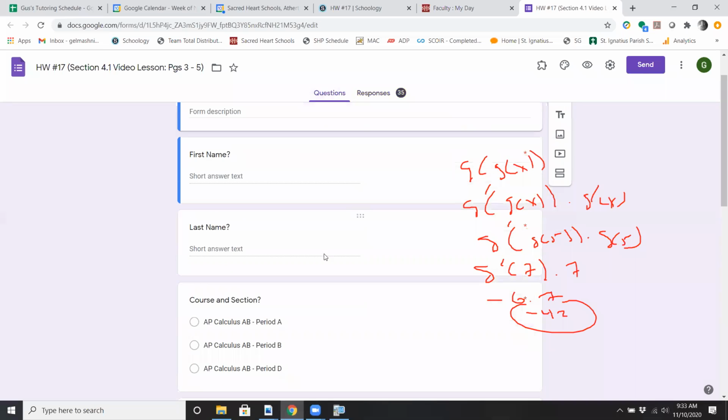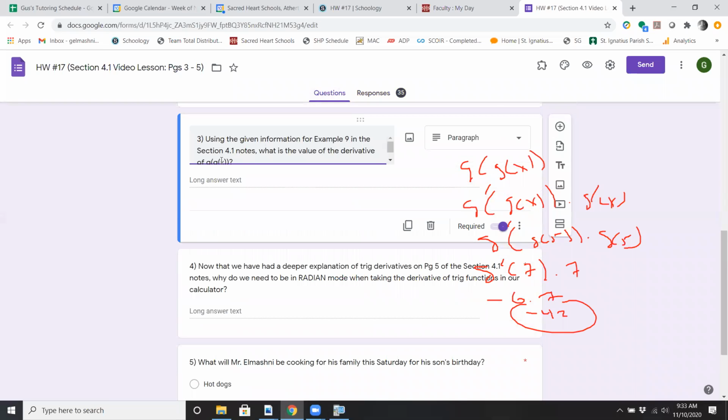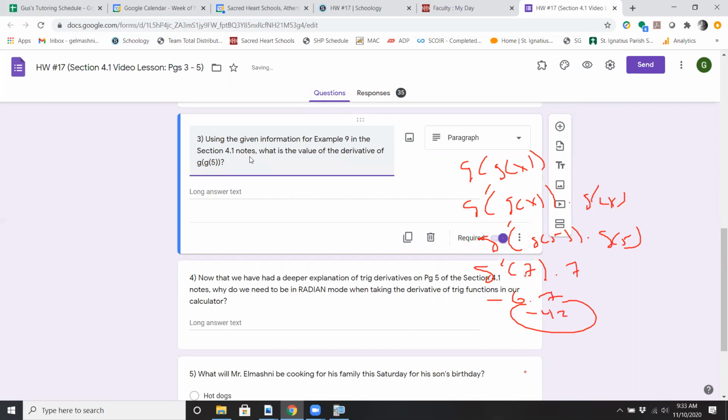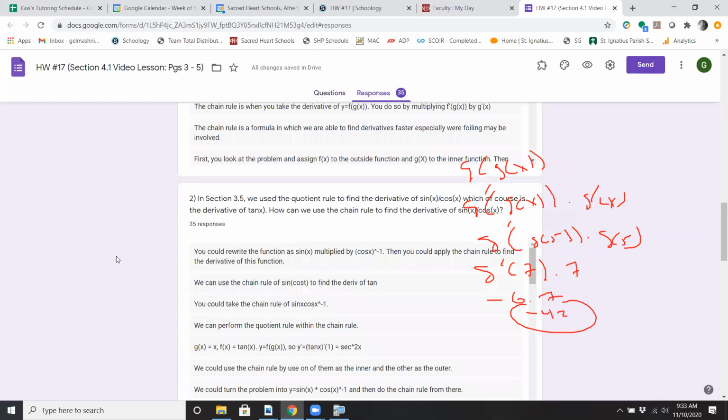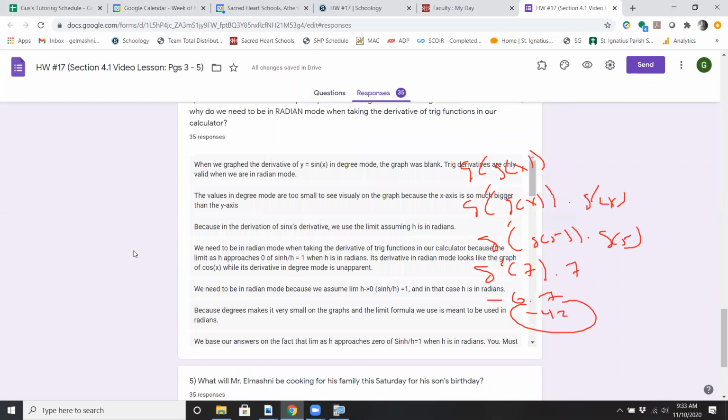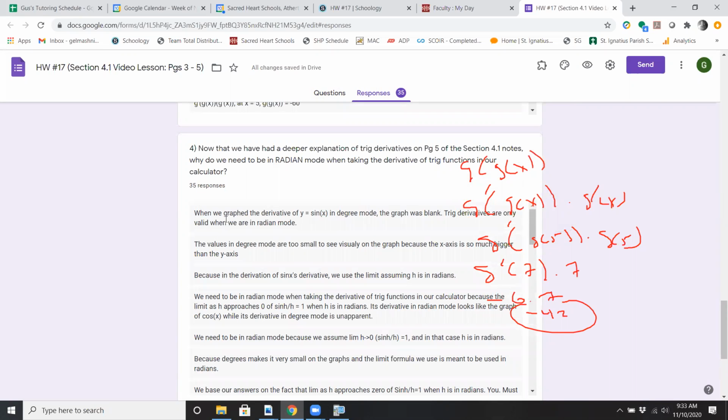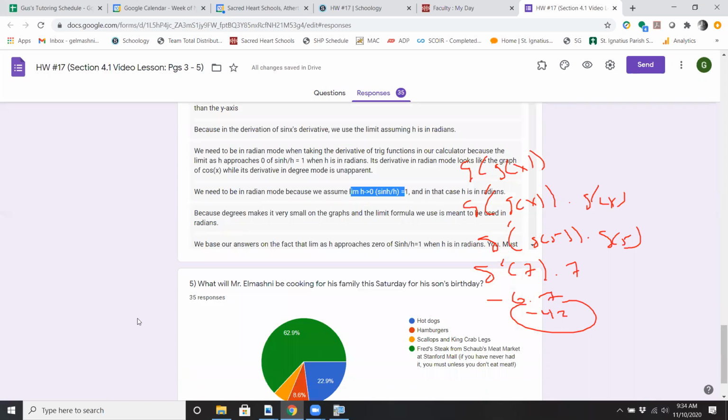Let me actually update that for the other students. x equals 5. Yeah. So sorry about that. And then finally, basically, you're assuming when you do that limit part that h is in radians, and you have to use that to do the derivation of the derivative of sine x. So that's why we're in radian mode.